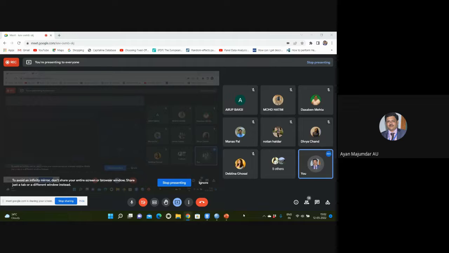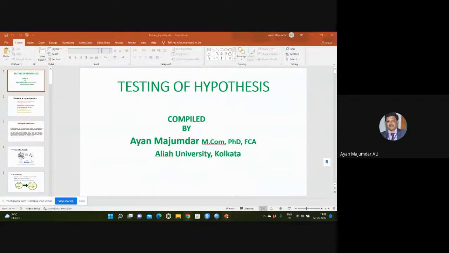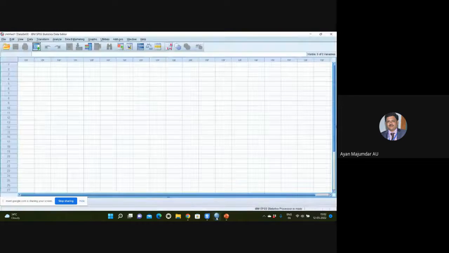Before I start, I'm just showing three windows. Participants, can you please tell me if you can see all? This is the slide, this is the board or the copy, this is the SPSS. Can all three be seen? Yes, sir. Okay. Visible.